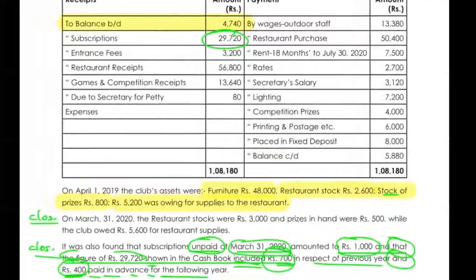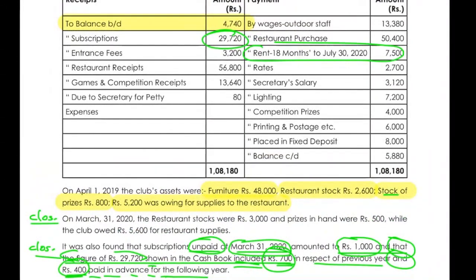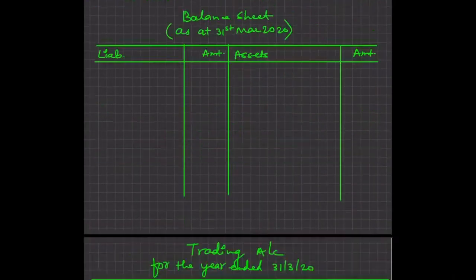And there is one more information which was given on the rent. See, this rent is for 18 months up to 30th of July 2020. So this is paid in the current year. This is paid in the current year. That means there would be some opening outstanding rent also. For example, let's create a timeline. This is your working note number 2.